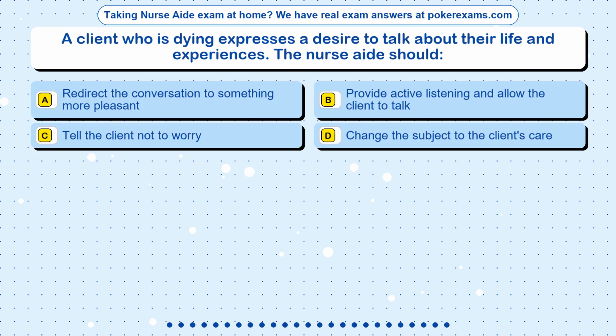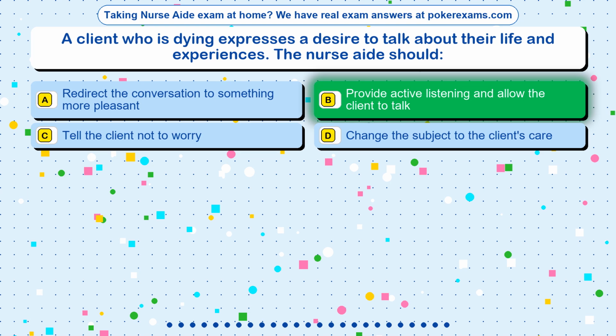Question 19. A client who is dying expresses a desire to talk about their life and experiences. The nurse aide should: Option A, redirect the conversation to something more pleasant. Option B, provide active listening and allow the client to talk. Option C, tell the client not to worry. Option D, change the subject to the client's care.